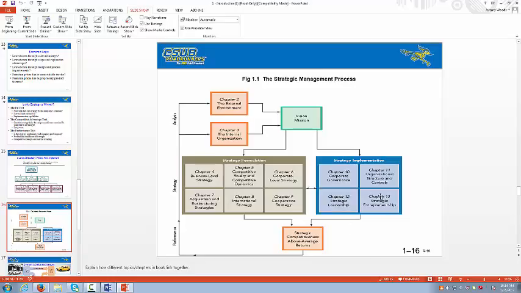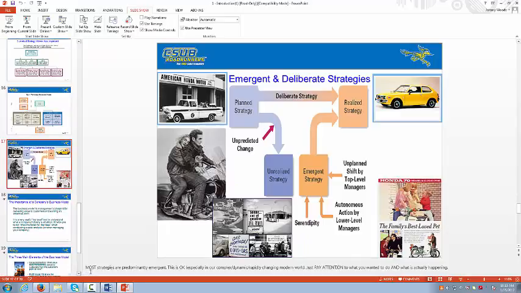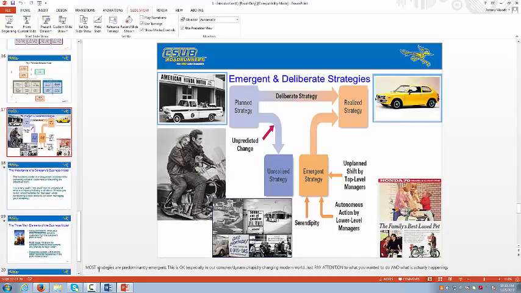We're not going to use Chapter 13. So does that give you a better overview of how things map? Okay, good. So I want to talk a little bit about emergent versus deliberate strategies. And then we're going to talk about business model. And then we're going to go on into talking about your LinkedIn profiles a little bit today.